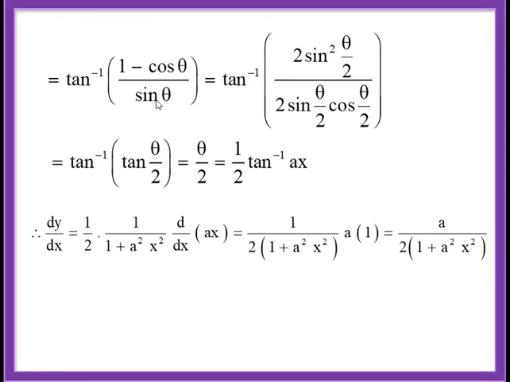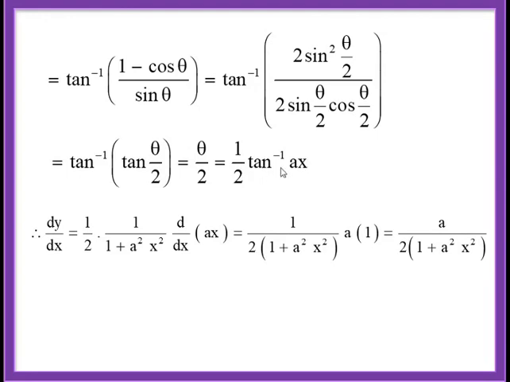What is formula for sine 2 theta? 2 sine theta cos theta. So what is sine theta? It is 2 sine theta by 2 cos theta by 2. 1 sine theta by 2 gets cancelled, 2 gets cancelled. What remains is sine theta by 2 upon cos theta by 2, which is nothing but tan theta by 2. Actually, it is better to put an angle in a bracket if it is a fraction. So tan inverse of tan of theta by 2 is simply theta by 2, that is half theta. But what is theta? Tan inverse ax.